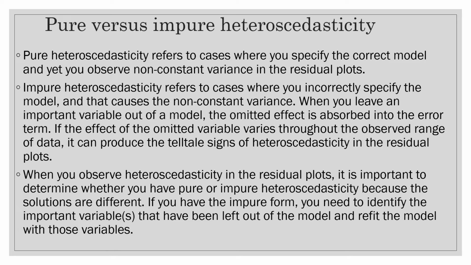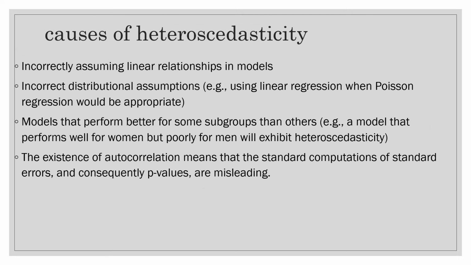Next, we are going to see the difference between pure heteroscedasticity and impure heteroscedasticity. In the case of pure heteroscedasticity, you will be having cases where you specify the correct model and you observe the non-constant variance in the residual plots. Whereas in the case of impure heteroscedasticity, you will be having cases where you incorrectly specify the model and you will be having non-constant variance. Now, when you observe heteroscedasticity by looking into your residual plots, it's very important to understand whether you have a pure or impure heteroscedasticity, because you'll be getting different solutions here.